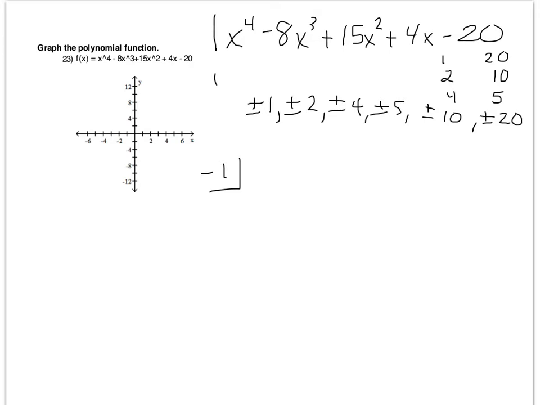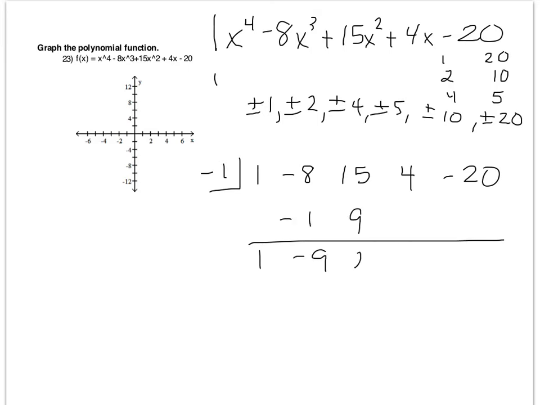So you take all the coefficients out of your expression and make sure you leave any placeholders filled in: 1x to the fourth, negative 8x cubed, 15x squared, positive 4x, and negative 20. Watch your signs on all those. 24. Negative 20. Oh, good. Negative 20. Okay, so I found one.